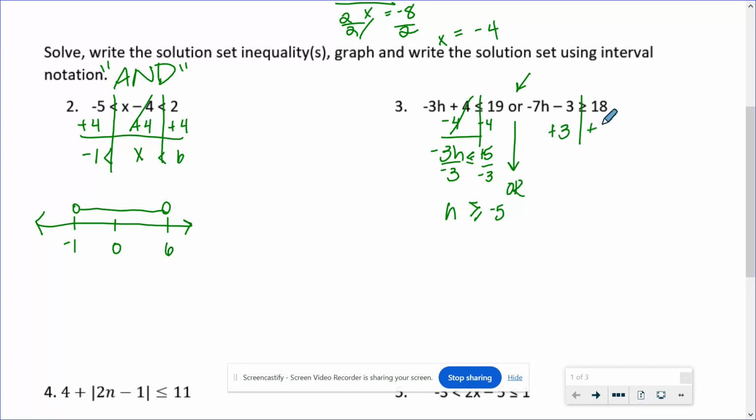So I'm going to add 3 to both sides. So negative 7h is greater than or equal to 21. Again, I am dividing by a negative, so I will have to reverse my sign.